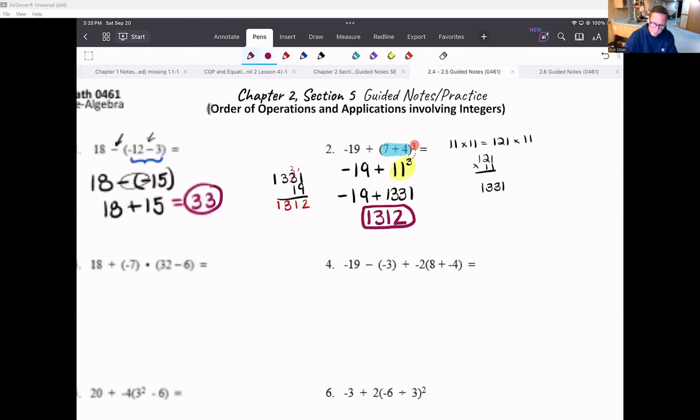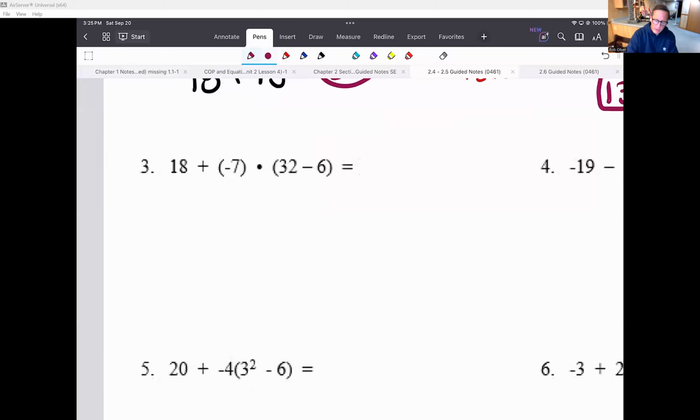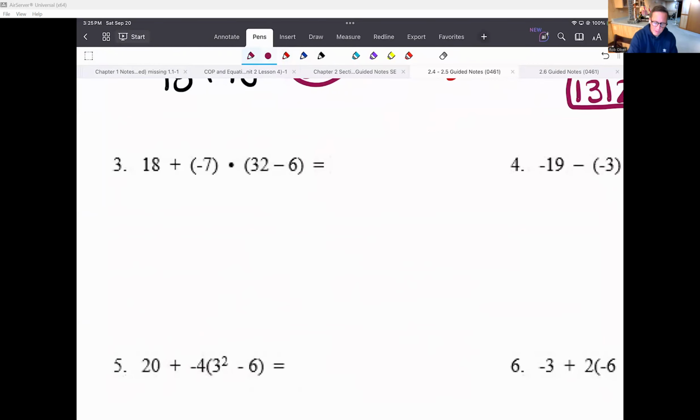All right, next one. So we've got parentheses, and we've got multiplication. So let's take care of the parentheses, this part first. 32 minus 6 is 26. So I'll rewrite it. So 18 plus -7 times 26. All right, so you're doing that.